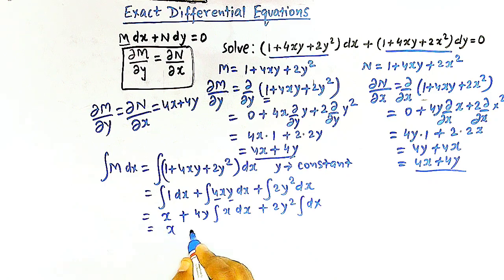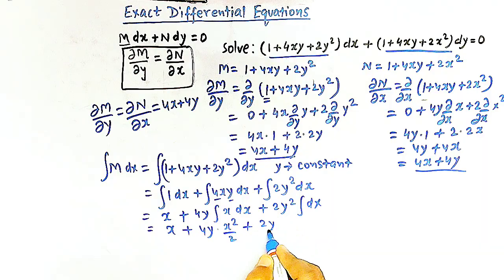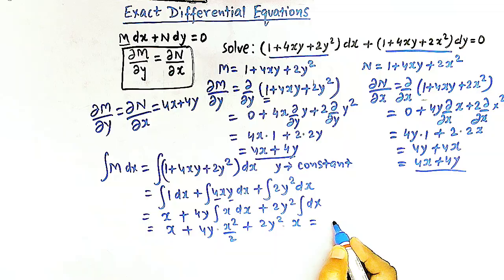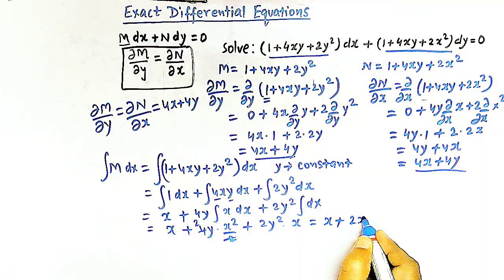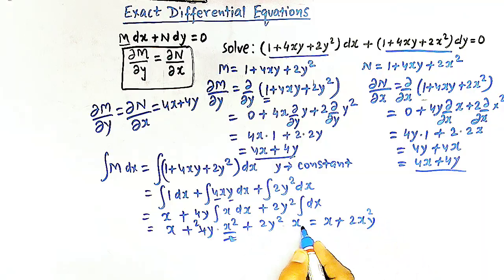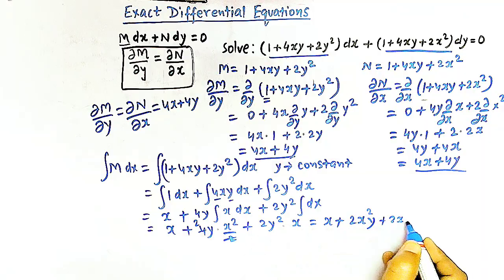So this is x plus 4y times x square over 2, plus 2y square times x. So this is x plus 2x square y plus 2xy square.